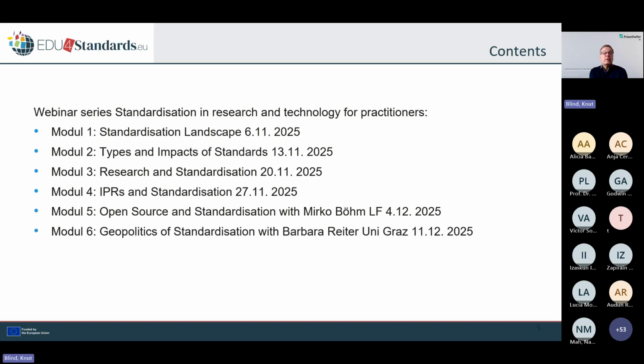Next week, that means here we are now at November 27th, we have a guest speaker, and I'm quite happy to have him. It's Mirko Böhm, head of Linux Foundation Europe, and he enters a new field, the interface between open source and standardization. And in 2 weeks' time, we will talk about geopolitics, including the role of European interests and values. And here we have some input, maybe 50%, by Barbara Reiter from the University of Graz.